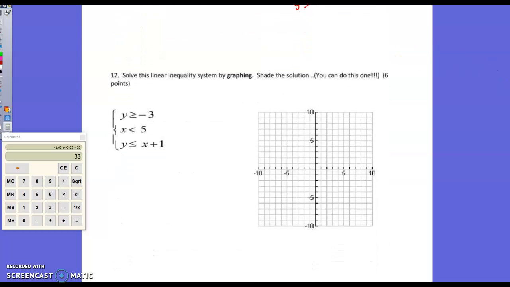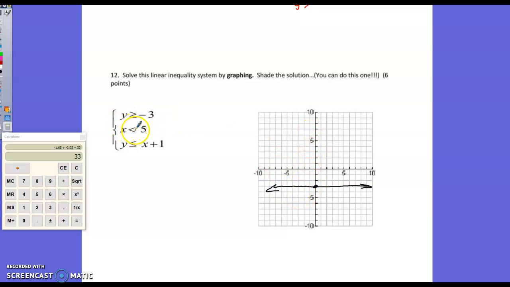All right, solving the linear inequality system by graphing. Here we did this in class as well. So this is a horizontal line, a vertical line, and then a slanted line. So y is greater than or equal to -3. We go to -3 on the y, solid line. We're going to graph that. And that is greater than, so it will be above.